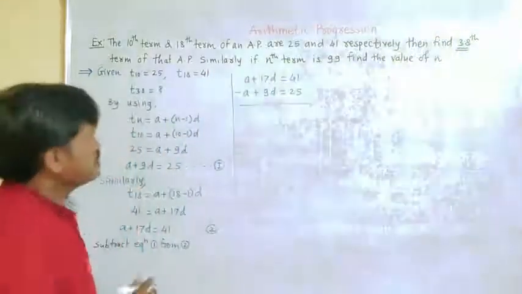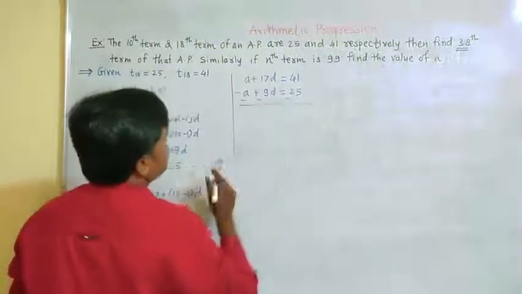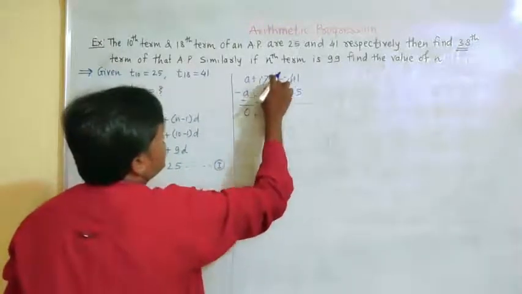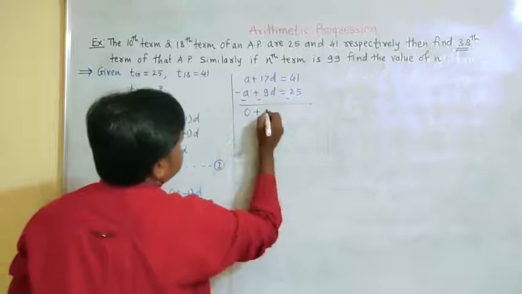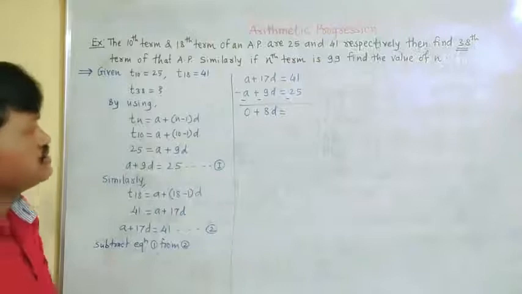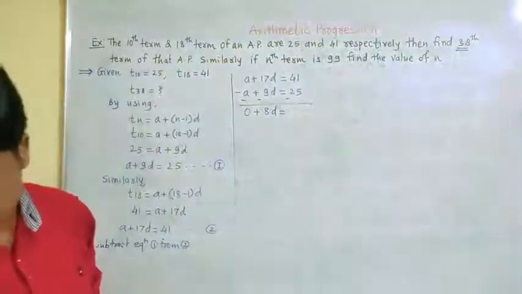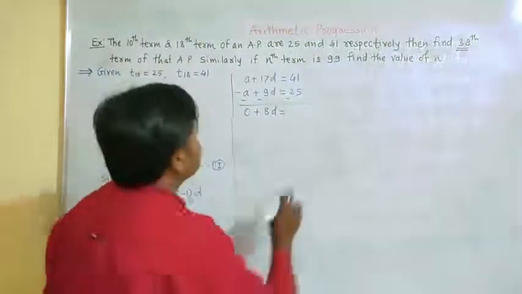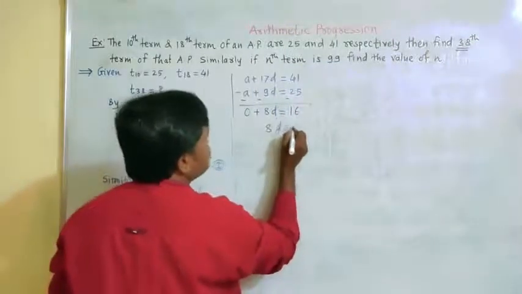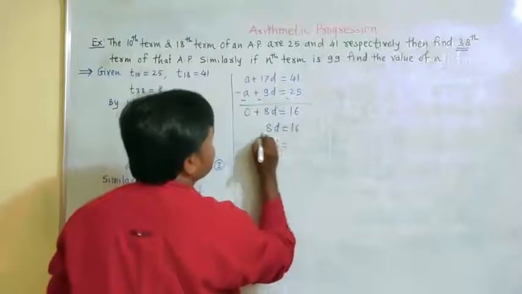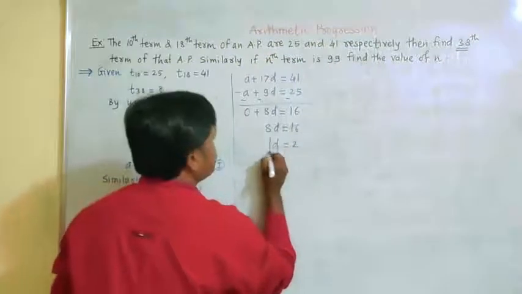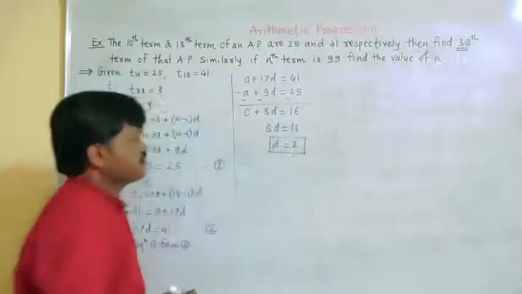For subtraction, change the signs: here minus, here minus, here minus. So A minus A is 0. Then 17 minus 9D, so how many is it? 8D is equal to 41 minus 25. 41 minus 25 is 16. So 8D is equal to 16. Therefore D is equal to 16 upon 8. I write here directly: D is equal to 2. So we get the value of D.